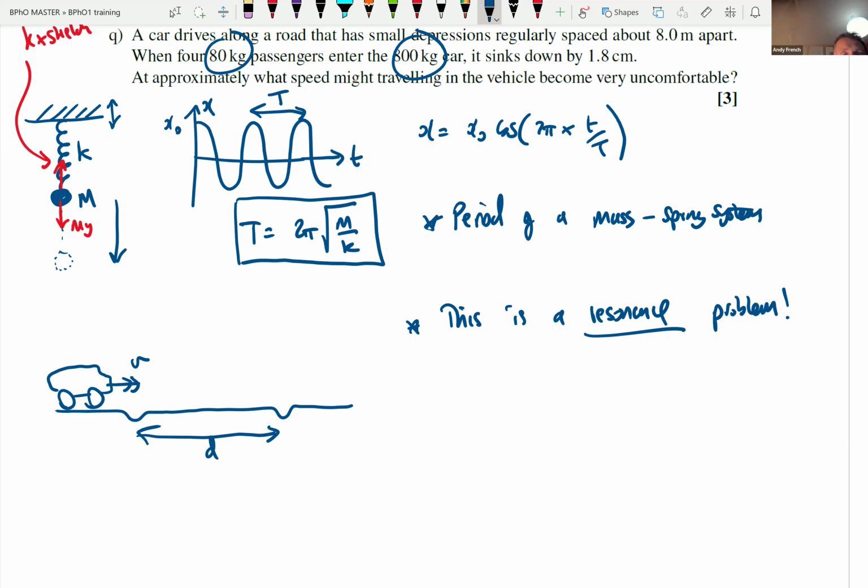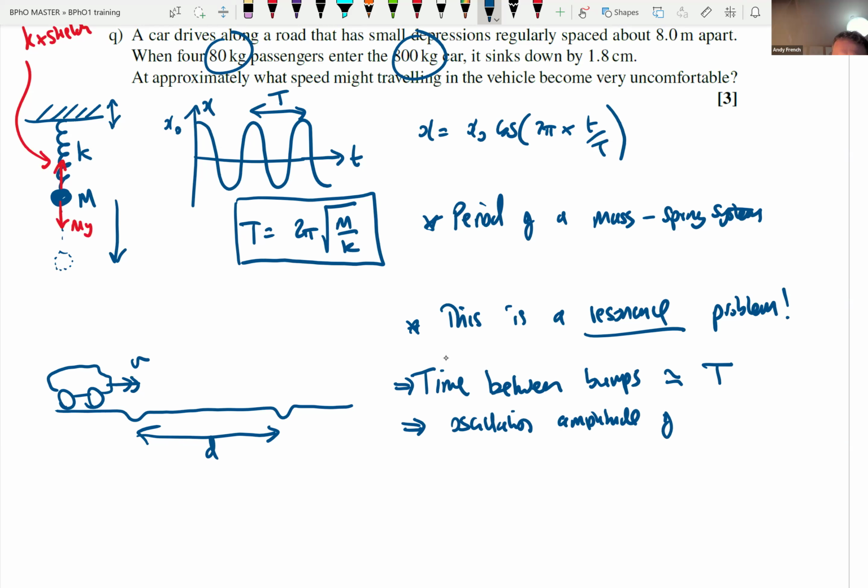So what's going on? We're going to say that the time between the bumps is approximately equal to T. This implies that the oscillation amplitude, it's a driven oscillation, the amplitude of the suspension will maximize. Uncomfortable ride. Okay, so there we go.